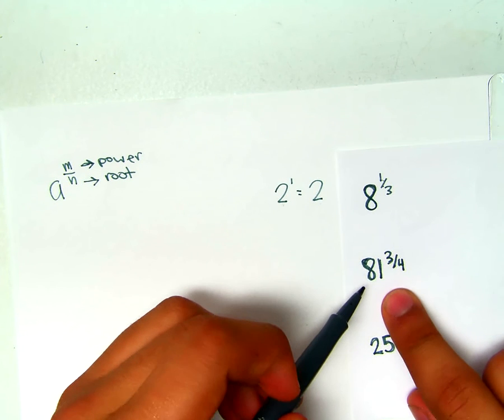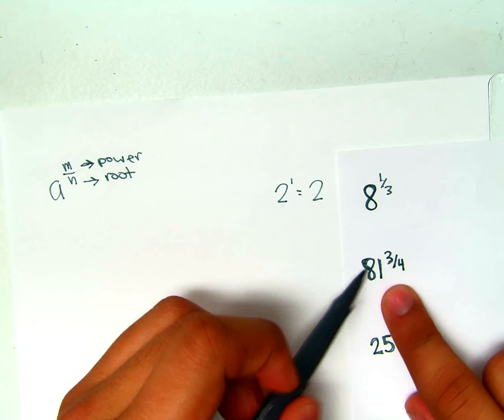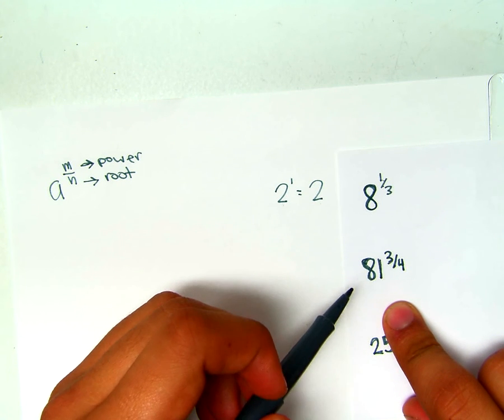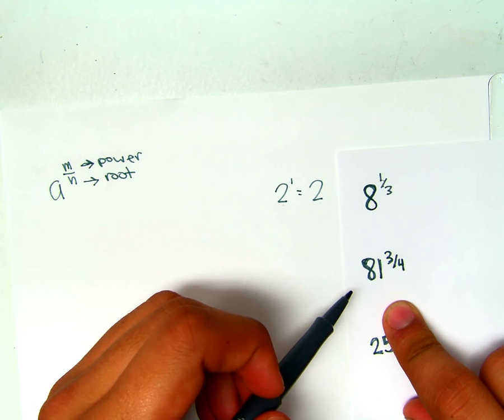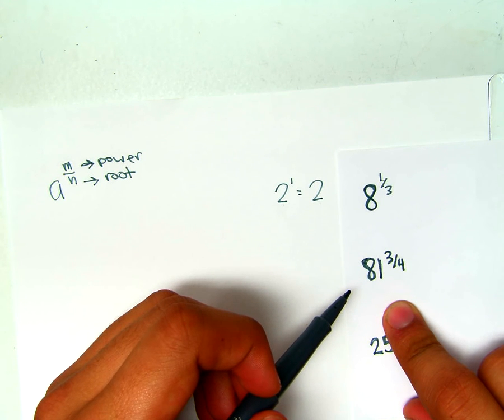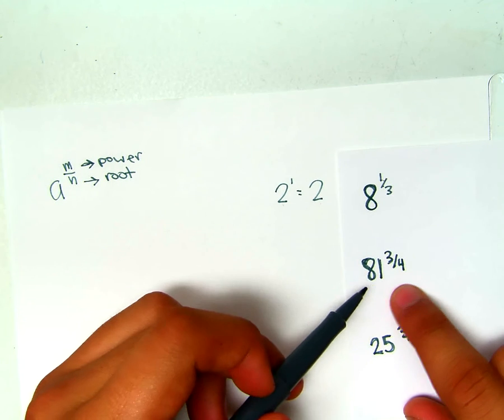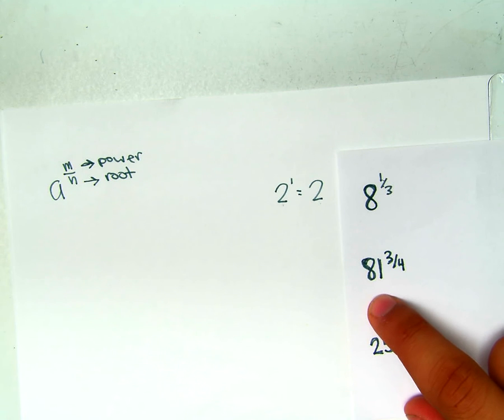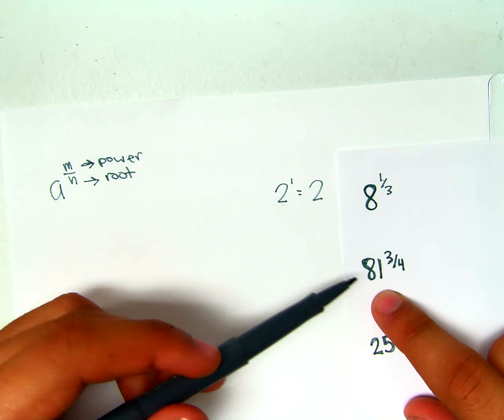Now if we were to do the power first for this one, do any of you know what 81 cubed is? Could you do that in your head? You probably could, but it would take a very long time. Even for me it would take a long time. So we're going to do the root first. What's the fourth root of 81? What times what is 81? 3. Very good. 3 times 3 times 3 times 3 is 81.